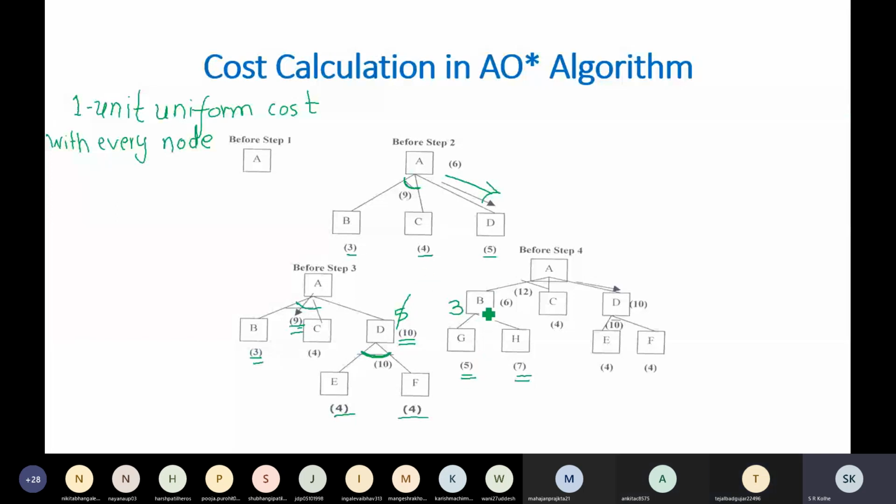So the cost associated with B will change from 3 to 5 plus 1, 6. Correct. Therefore, this cost is 6 out here. The cost associated with C is 4. This is an AND type of arc. So what will be the new cost now? What was the earlier cost? The cost associated with this B and C was 9.